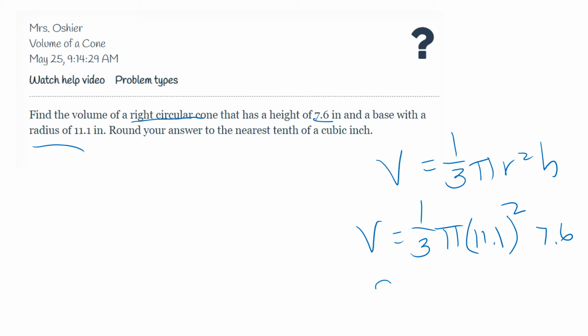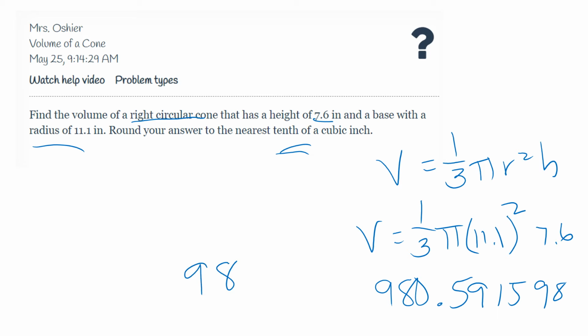So this is 980.591598, to the nearest tenth is going to be 980.6 inches cubed. Delta Math also has a calculator, and you could use that. You just have to make sure you're using the pi button.